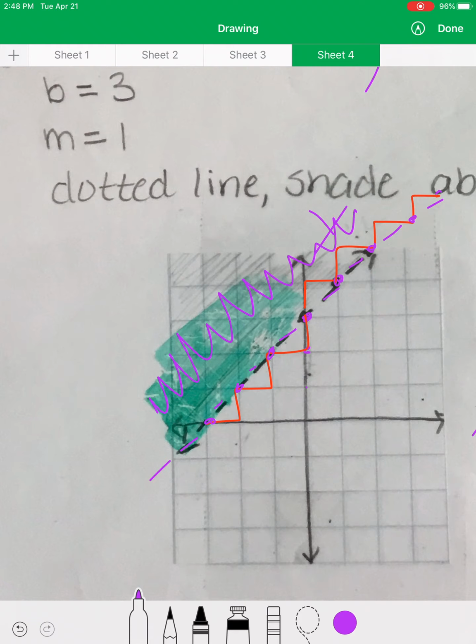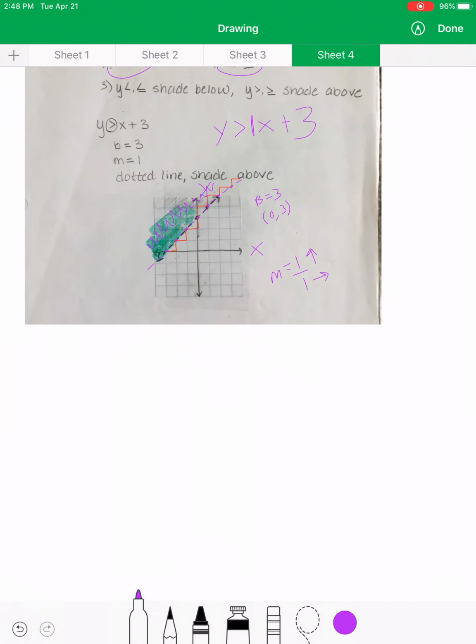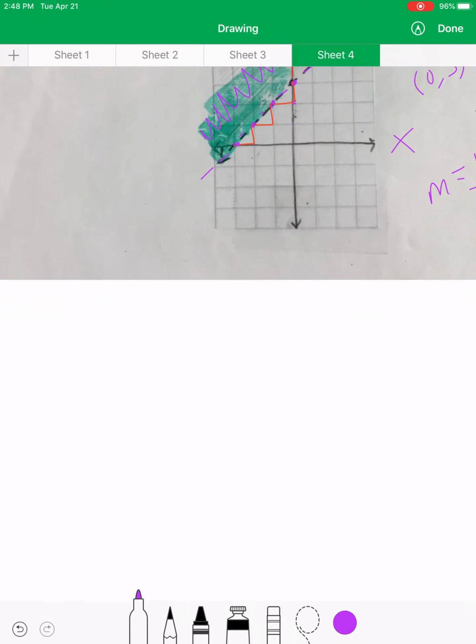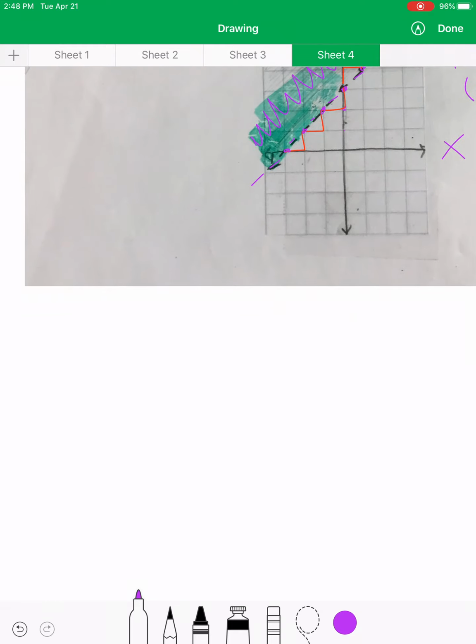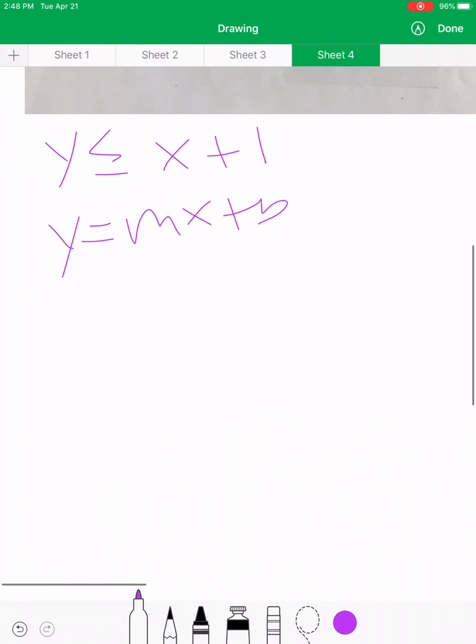Okay. So now we're going to do some whiteboard practice problems with that knowledge. We're going to start with this one right here. This one says y is less than or equal to x plus 1. So remember, it's the same thing as y equals mx plus b. We're just having an inequality instead of an equal sign. So my m equals 1. My b value also equals 1.